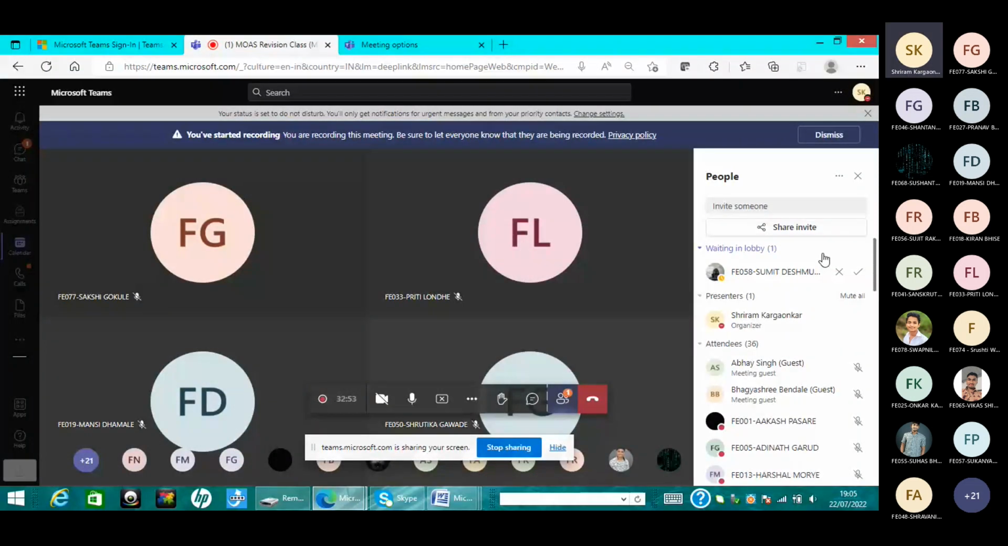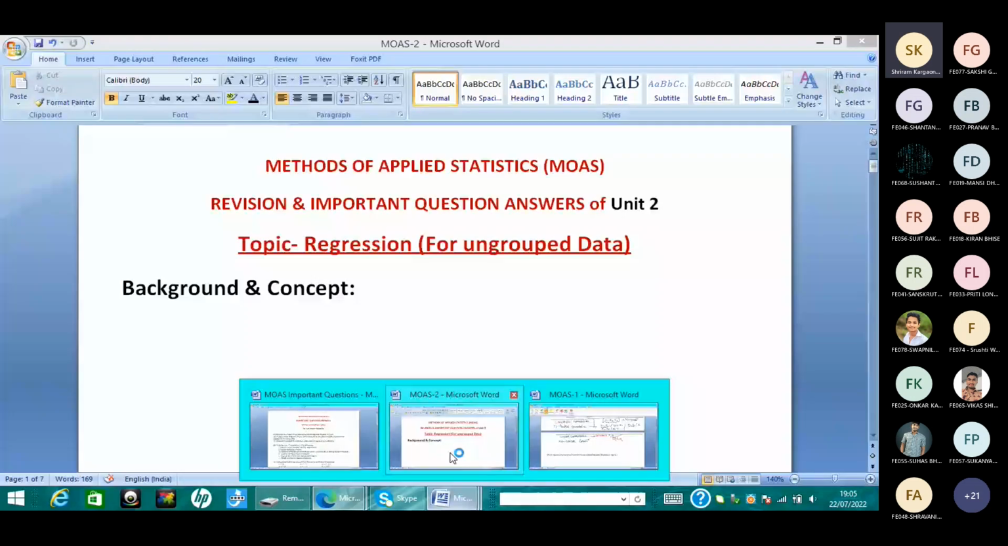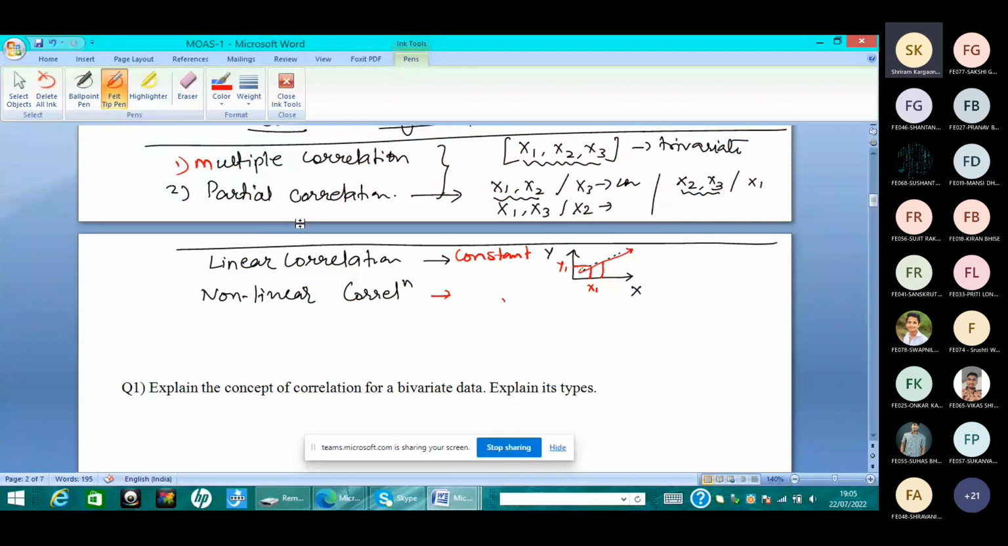Now non-linear correlation. Sometimes you observe when you plot xy data on the xy axis, suppose you have data on income and expenditure, and you do not get a straight line. Other than a straight line, suppose you get some curve. You can get different shapes. Suppose you are getting an exponential like this. Or suppose you are getting this curve. Anything but not a straight line.